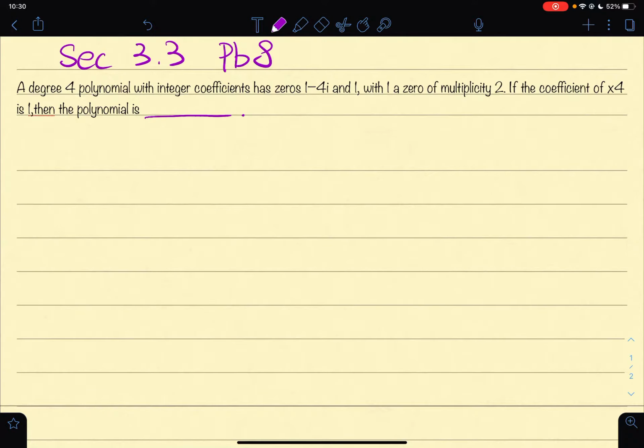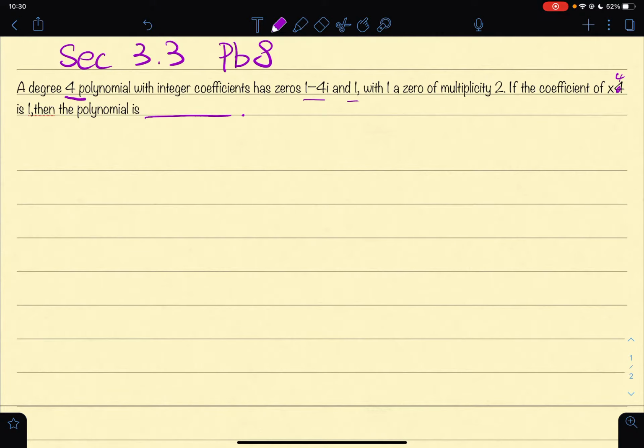So let's look at homework 8 from section 3.3. It says I have a polynomial of degree 4 with integer coefficients. The zeros are 1 minus 4i, and 1, where 1 is a zero of multiplicity 2. If the coefficient of x to the fourth is 1, then what exactly is the polynomial?